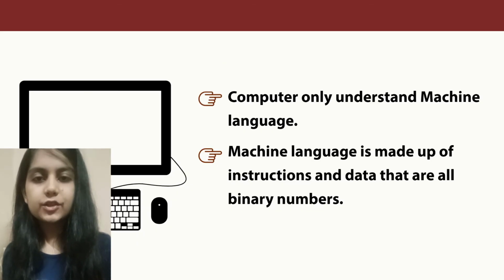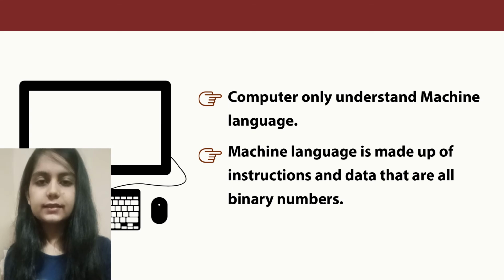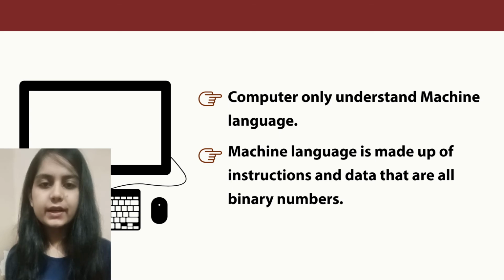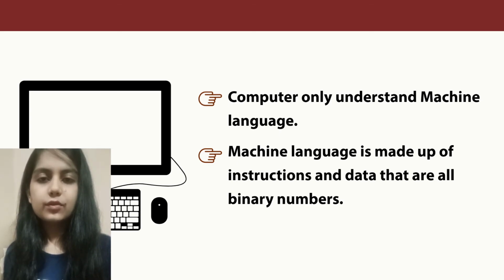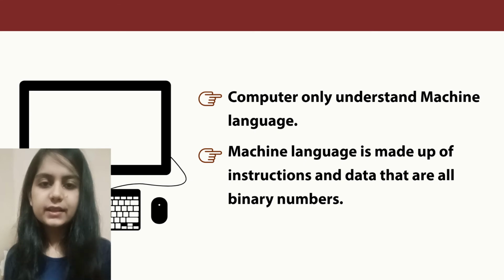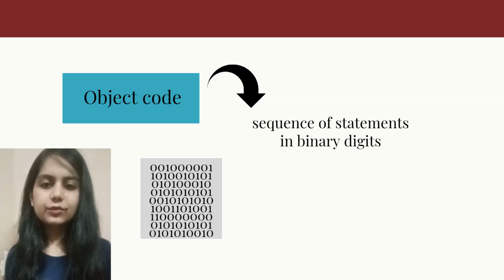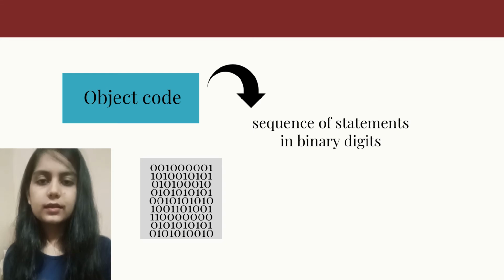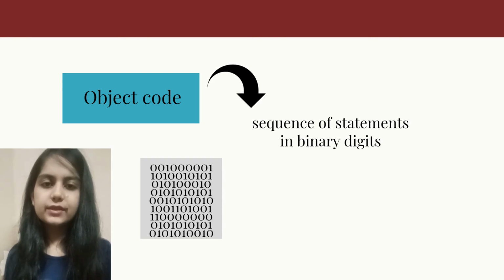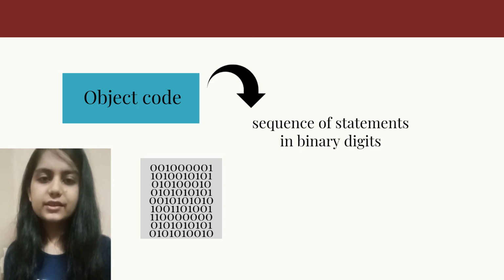Let's come to machine language. Machine language code is a low level language comprised of binary digits. Since computers are digital devices, they only recognize binary data. So object code is a sequence of statements in binary that is generated after compiling the source program. After conversion in machine language, the code will look like a combination of zeros and ones, which is hard for a human to understand. This is an example of an object code.